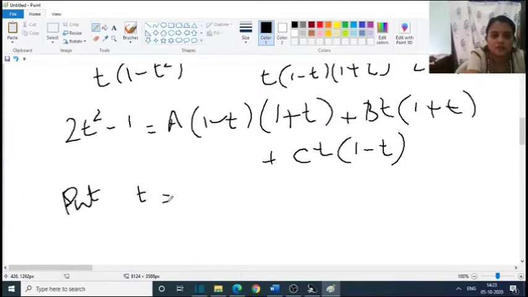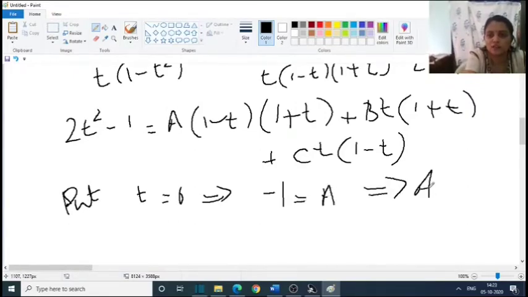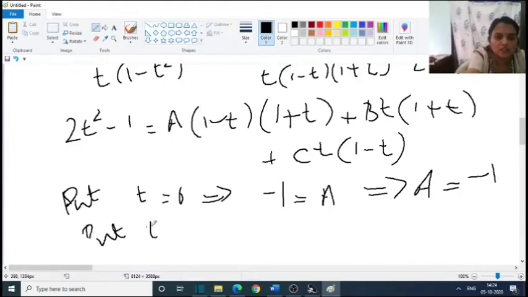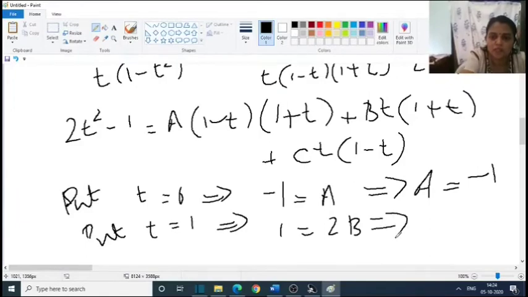Put t equal to 0. Then the equation becomes, left side is minus 1, right side is a, which implies a is equal to minus 1. Now put t equal to 1, which implies 2 into 1 square minus 1 is equal to 1. Left side is 1. The term in a is equal to 0. b into 1 plus 1, 2b. So which implies b is equal to 1 by 2.